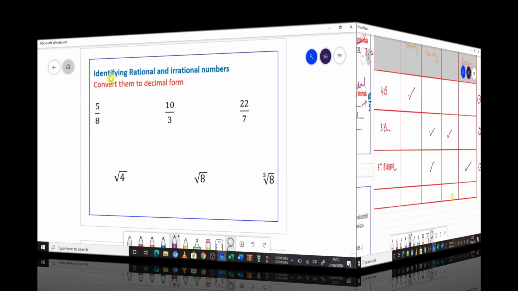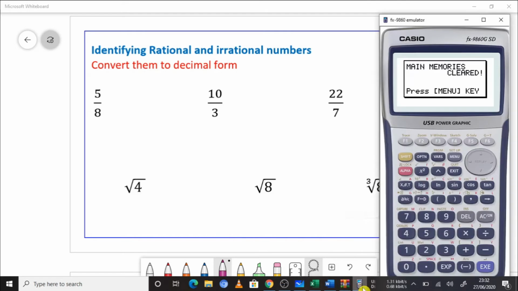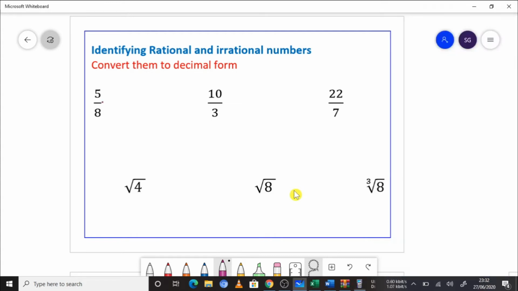All right, so let's identify some rational numbers and irrational numbers. And the hint is you convert them to decimal form. So first of all, I'll convert 5 over 8 into a decimal. If you can do it manually, very good. But for these questions, you might need the calculator. So let's see what is 5 over 8. 5 divided by 8 is 0.625. So I'll write it here. 0.625. 10 divided by 3 is already done in the example, so that's 3.3, and it goes on and on and on.